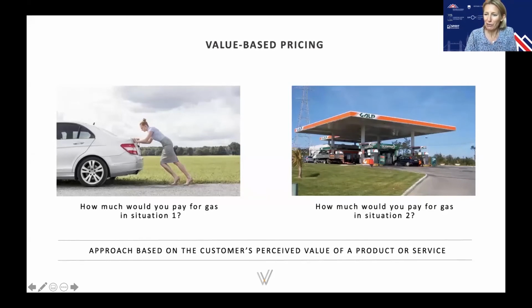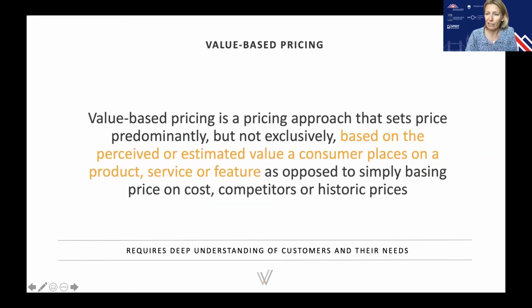And how much is she going to pay when she's just driving into a garage, fully prepared to pay what the market price for her petrol is? So just an illustration to say the approach is based on a customer's perceived value of a product or a service. And that changes depending on their circumstances, what they find important, all those things we talked about before. So value-based pricing is a pricing approach that sets prices predominantly, but not exclusively, on the perceived or estimated value a consumer places on a product, service, or feature, as opposed to simply being priced on cost, competitors, or historic pricing. Now, of course, this requires a really good understanding of what your customers need.